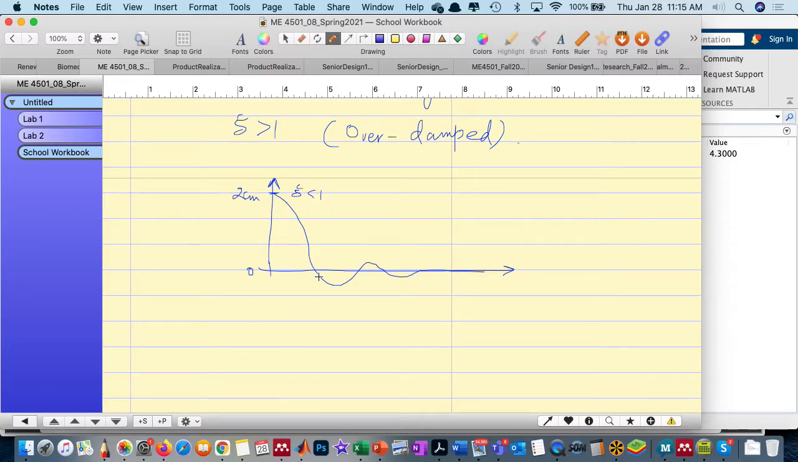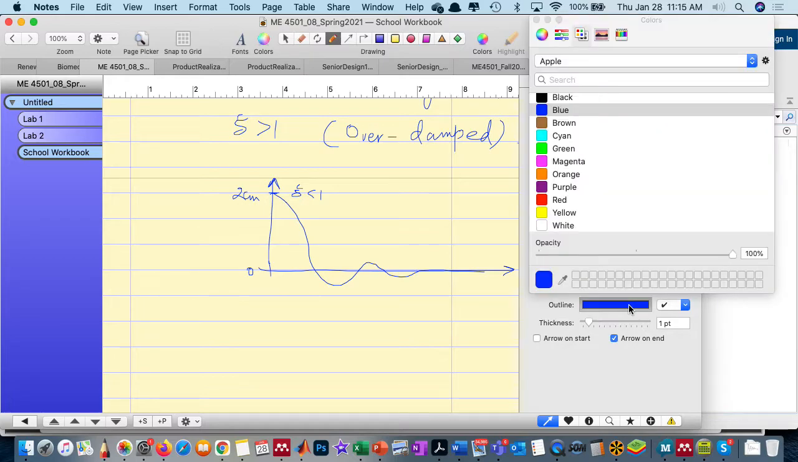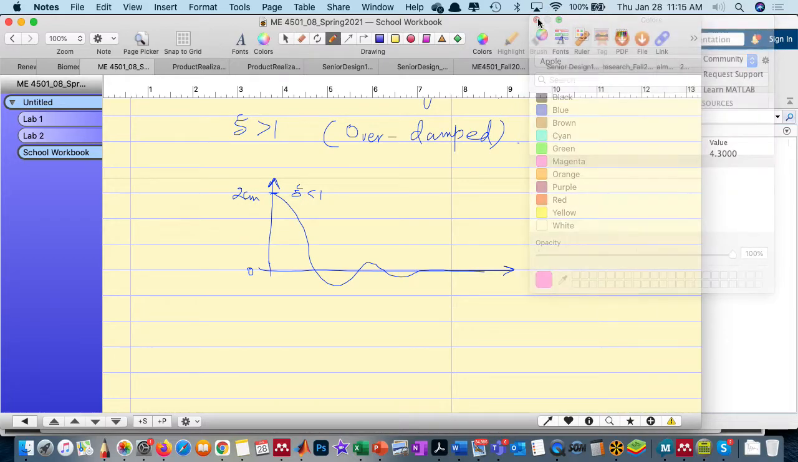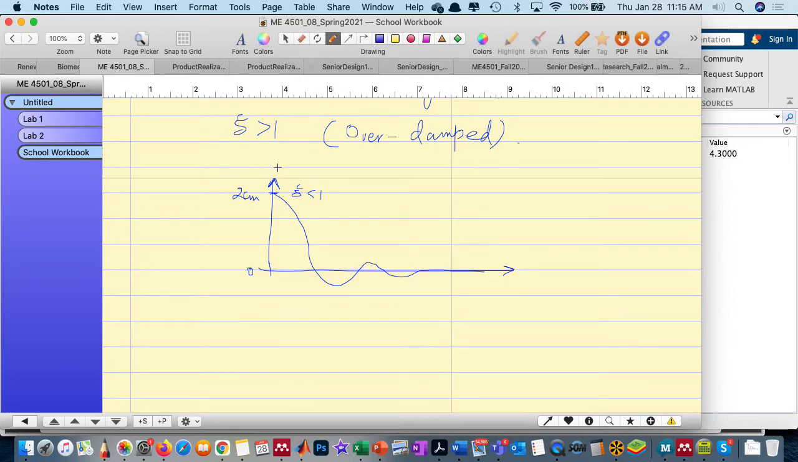Now I want to show you another example. In this case, when you bring the mass here, it does not oscillate about the mean position, but it comes back to the mean position. This is zeta equals 1.